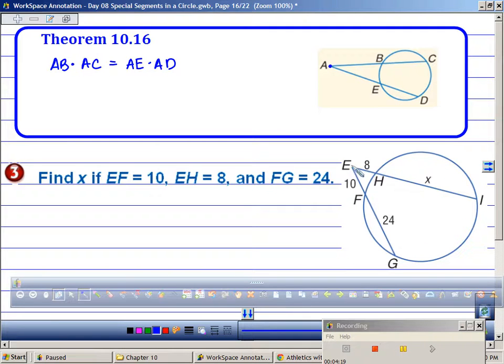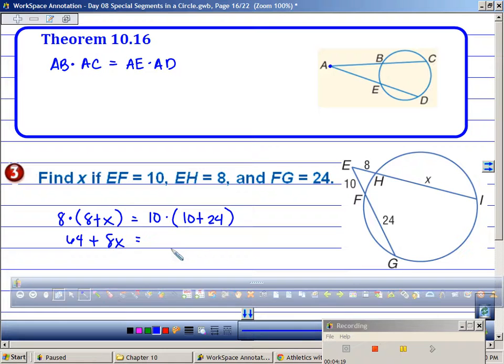So help me out with this diagram down here. 8 times what? No, this is where you have to be careful. No, 8x would be 8 times x. It's 8 plus x equals 10 times what? 10 plus 24. So 8 times 8 is 64 plus 8x equals 10 times 34? Or should we just write 340?